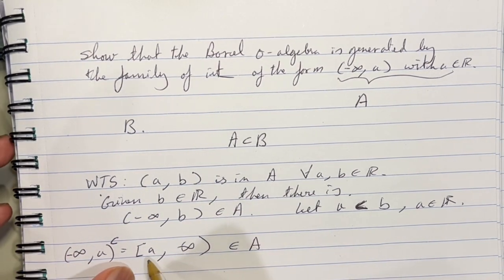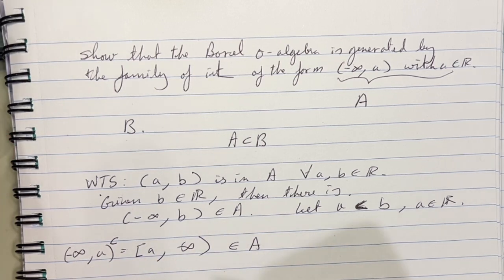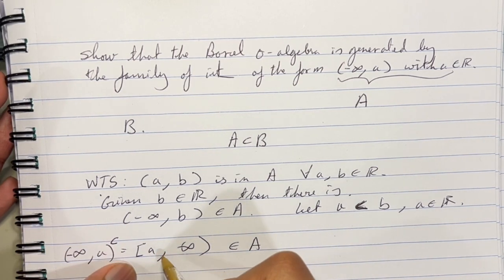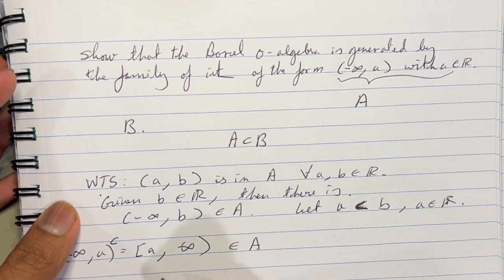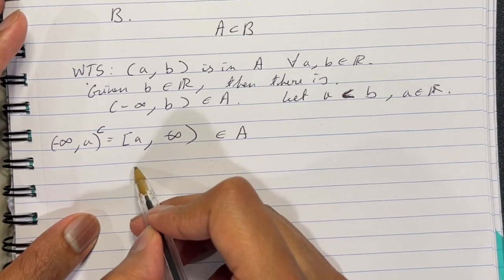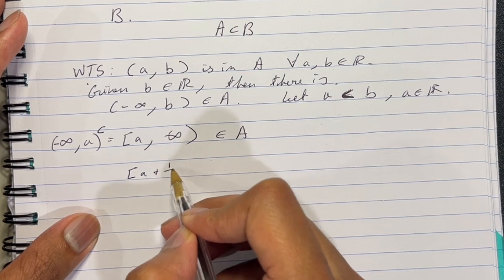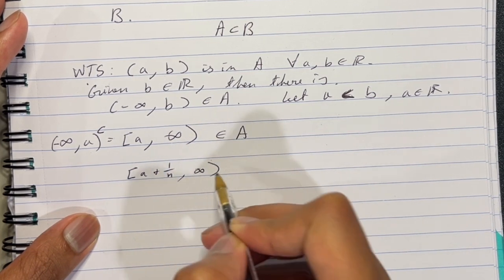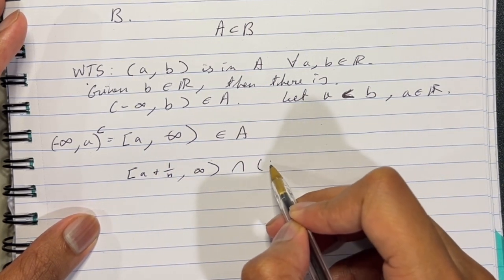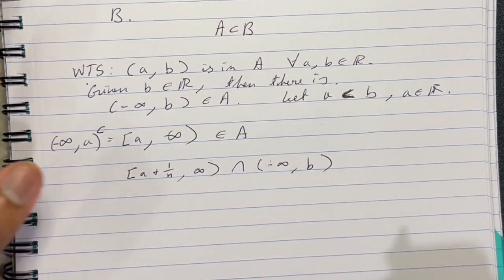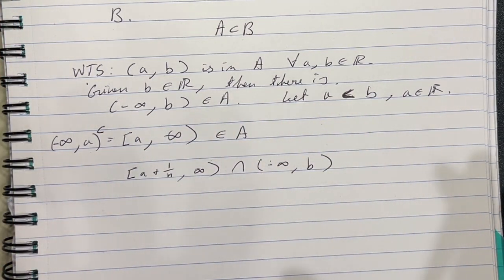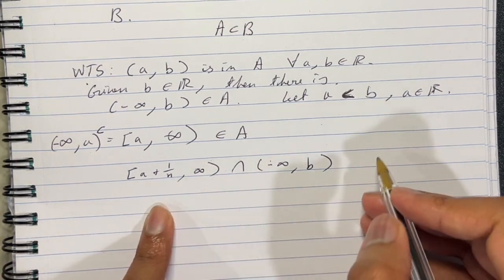But this is going to be in A even if we add on something, and that's what we're going to do. What we're going to add on is 1 over n. So we're going to look at the set (a + 1/n, infinity) intersect (negative infinity, b), which is this one, right? Why are we going to look at this? Well, because A is closed under intersections, this whole thing is going to be in A.